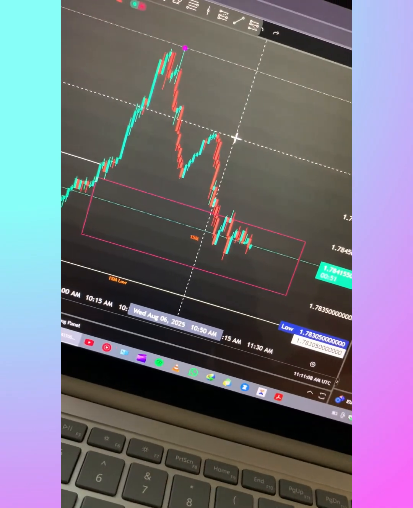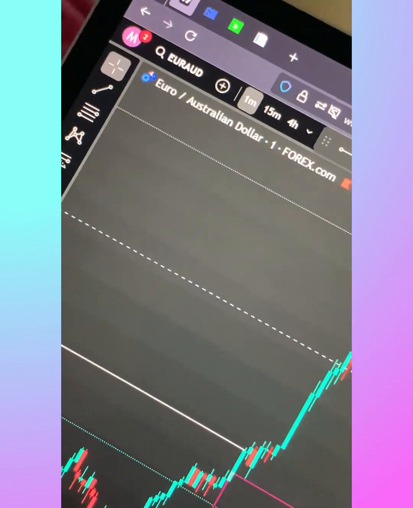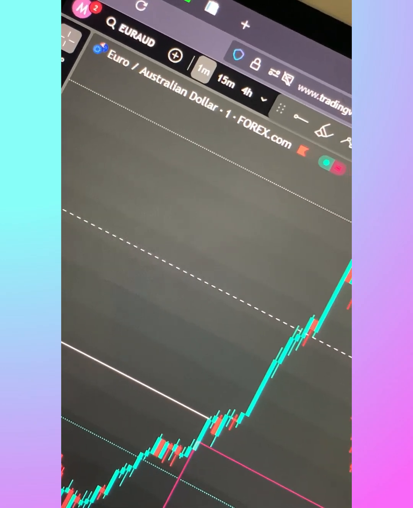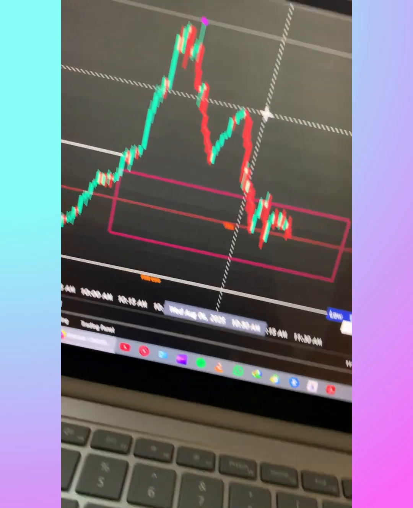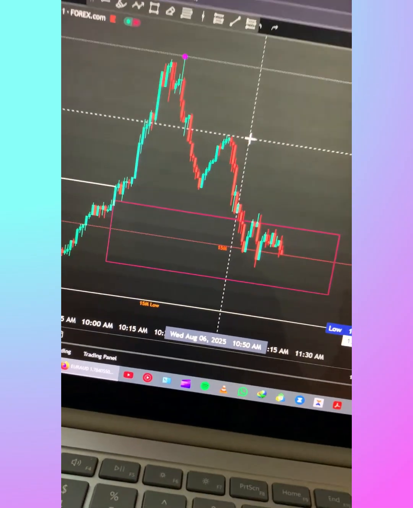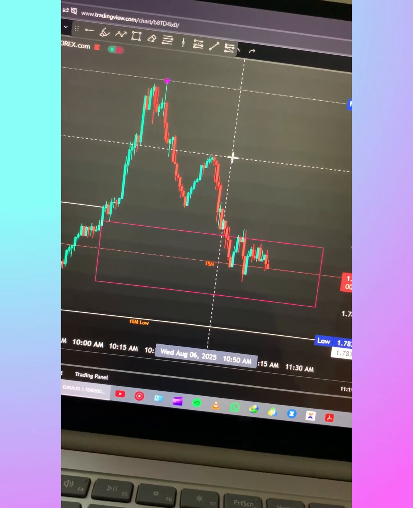So guys, this is the Euro AUD trade, and this is a setup. 15 minutes order block, price pulled into reach, and I'm liking the rejection. When price shows me the signs for me to enter, I'll actually jump into the setup.